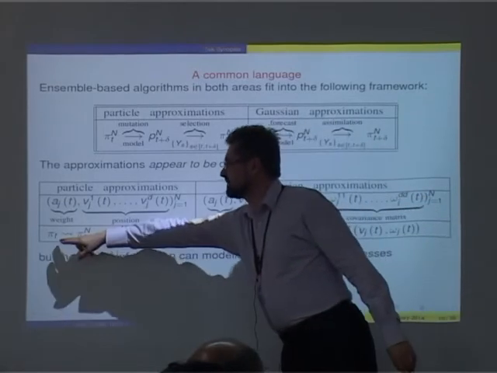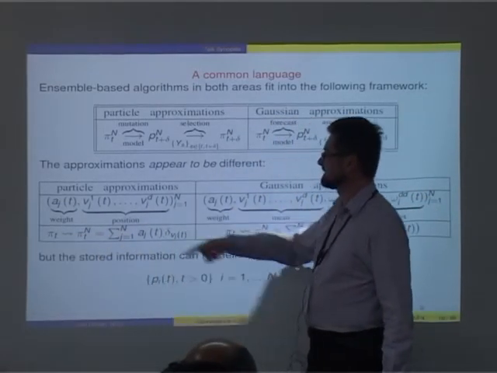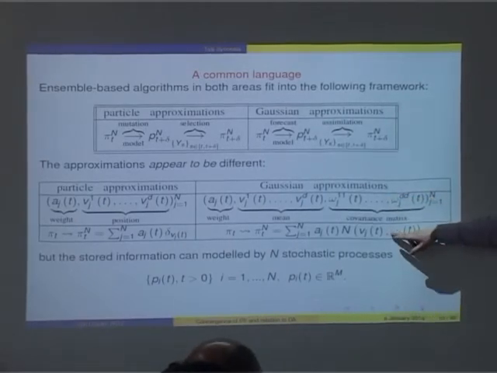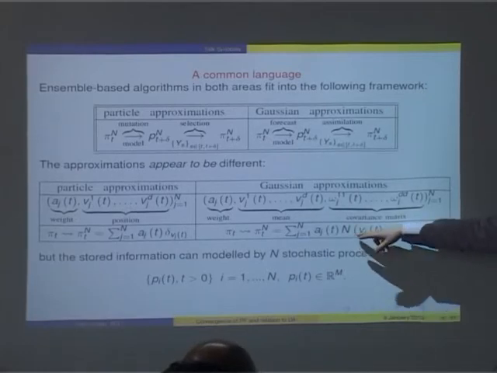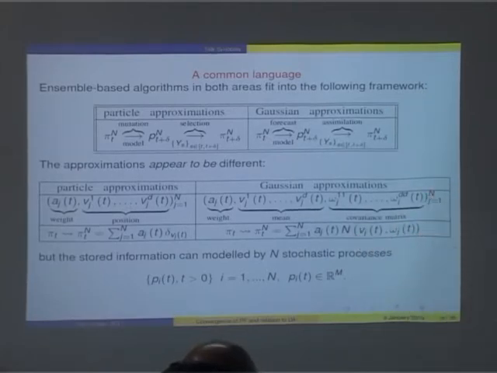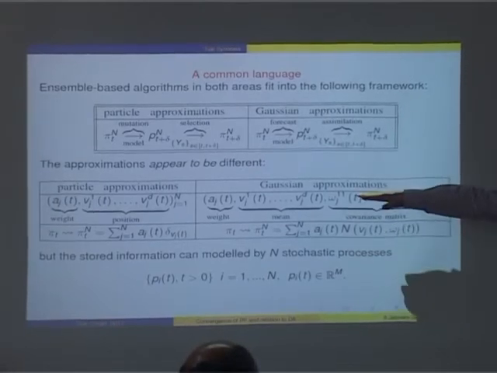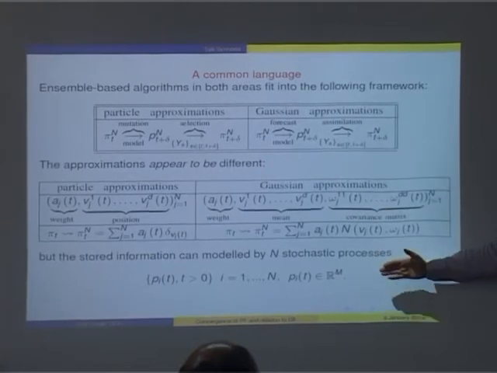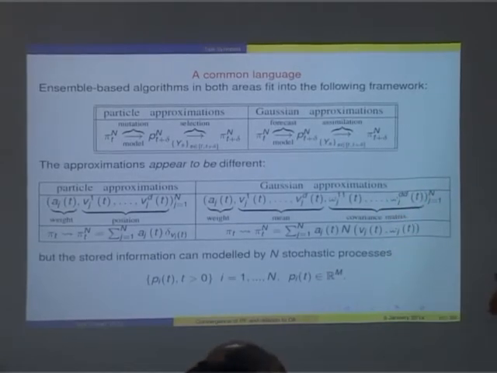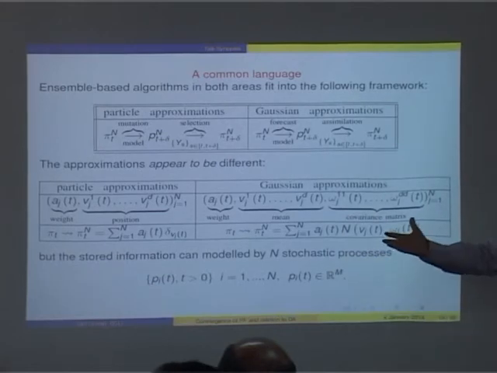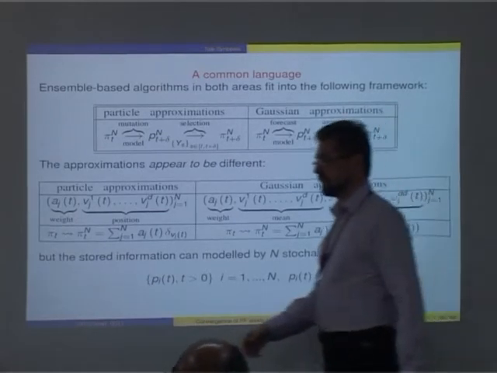So essentially, the posterior is approximated by this. In the case of particle approximations, it is a linear combination of Dirac measures, and in the case of the Gaussian approximation, a linear combination of normal distributions, of Gaussian random variables. The point is, in both cases, what I store are these vectors. You can think of this as the position of n stochastic processes having values in some large space.